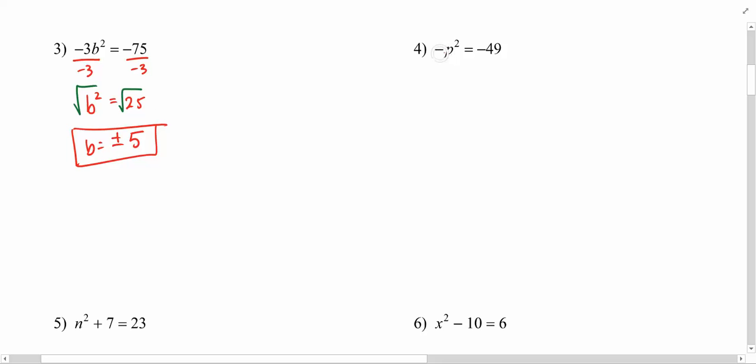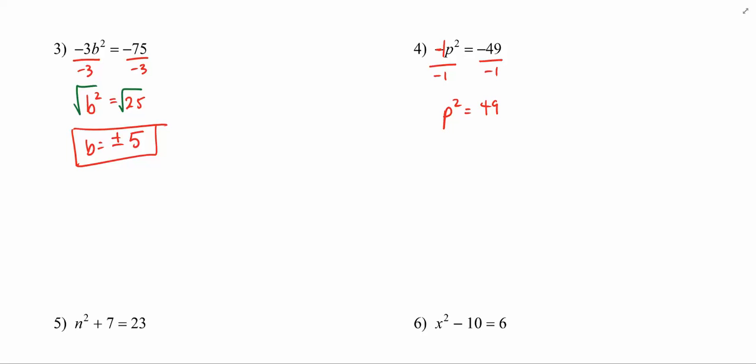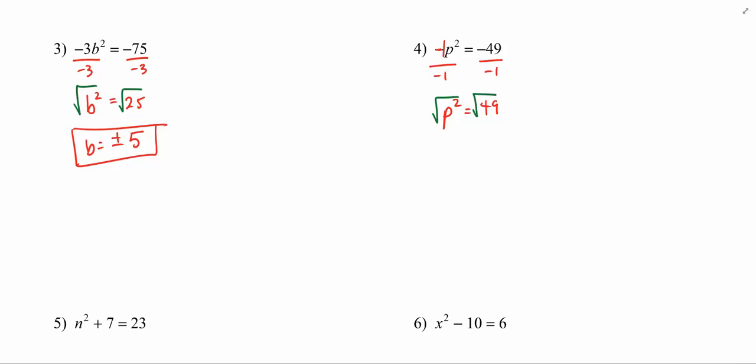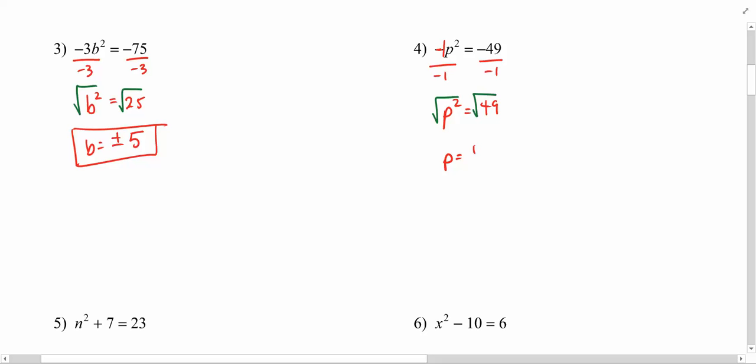Over here we've got a negative sign in front of p squared. This is just like saying we have negative 1 here. So if I divide both sides by negative 1, this leaves us with p squared equal to a positive 49. And when we introduce our square root symbol, this will leave us with p equal to a positive and negative 7.